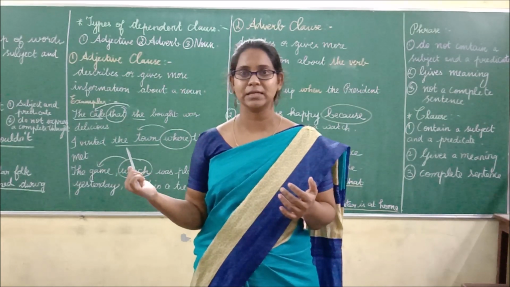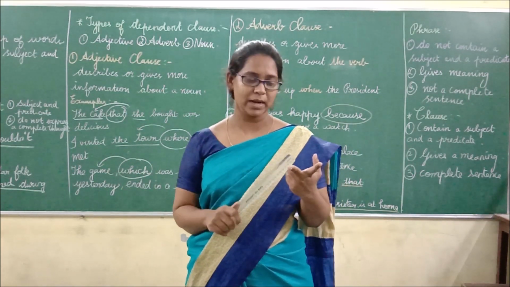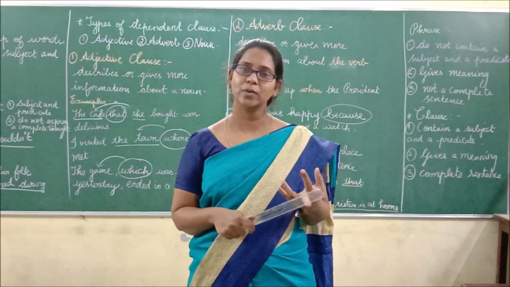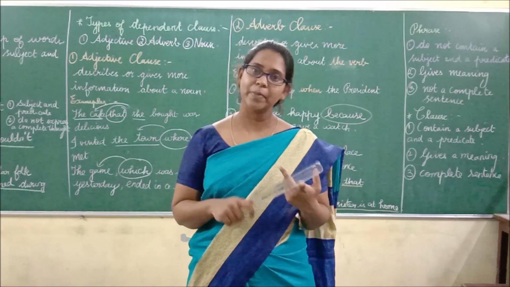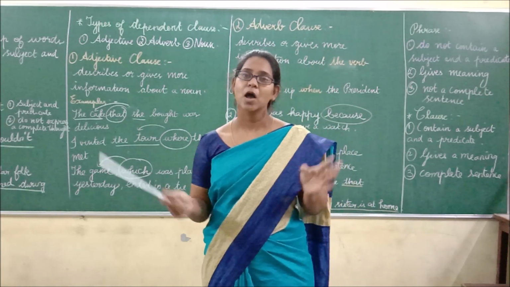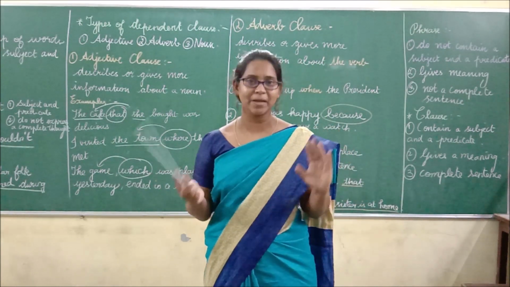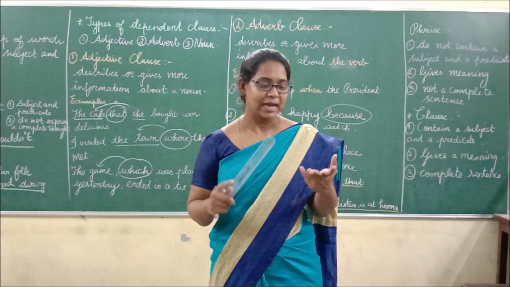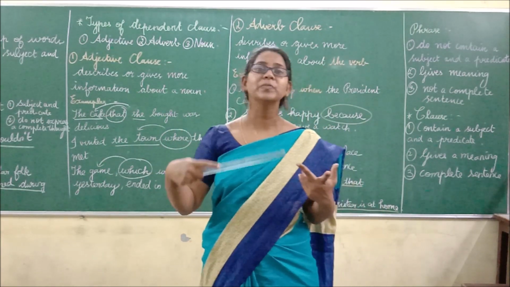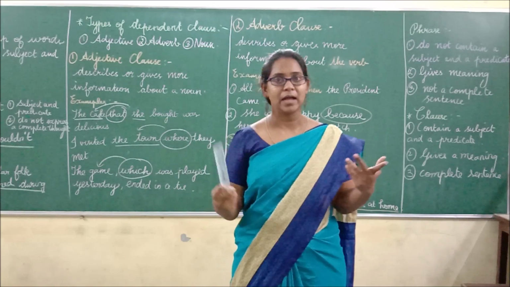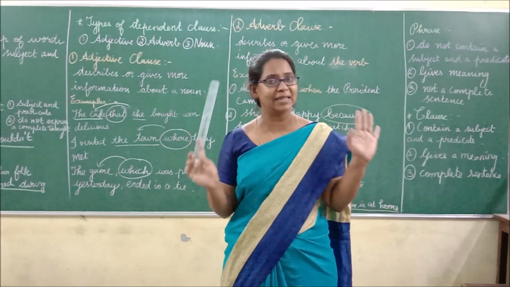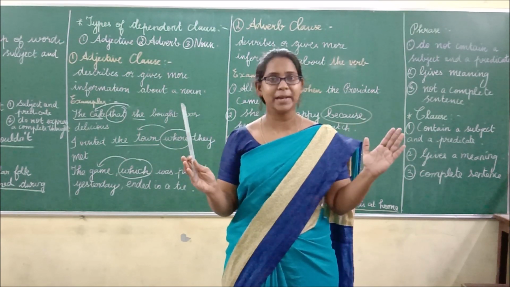Next, types of clauses. A clause is of two types: one is dependent clause, another is independent clause. Dependent clause is otherwise called subordinate clause. Independent clause is otherwise called main clause. Both have a subject and a predicate, but what is the difference? A dependent clause depends on another sentence in order to convey the complete thought, whereas an independent clause does not depend on another sentence. It stands alone and conveys the complete thought.